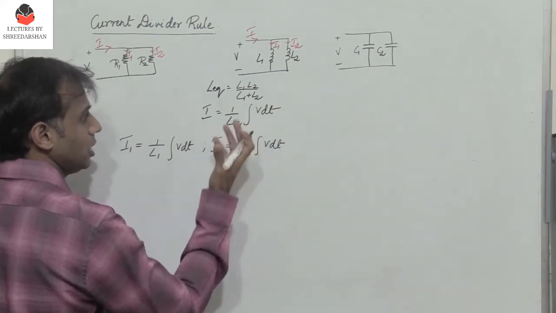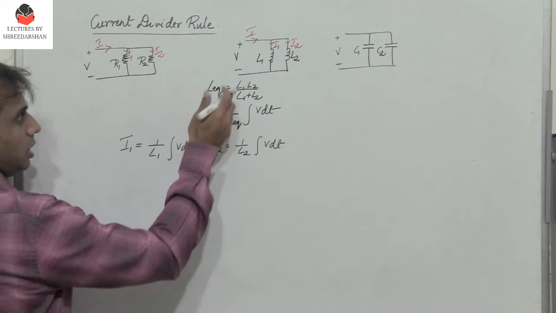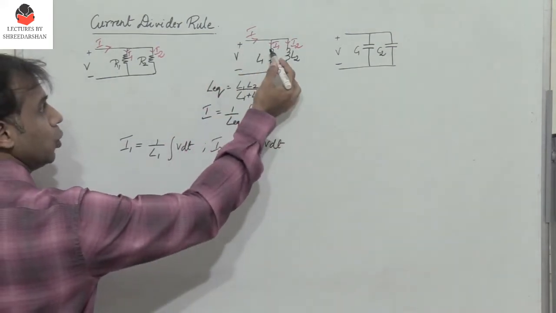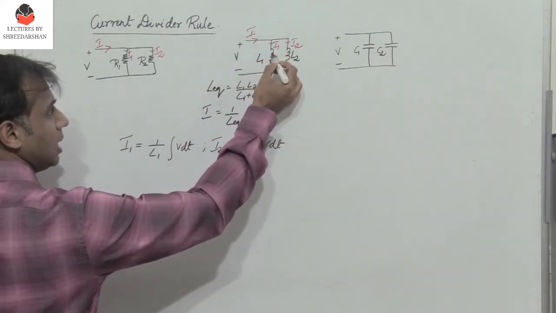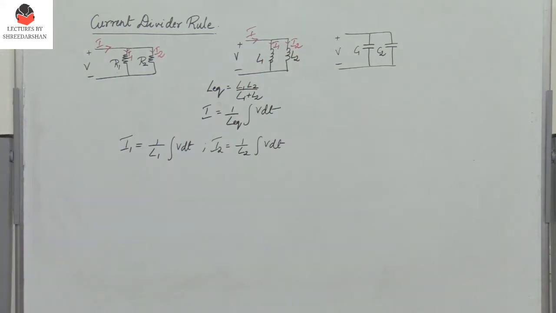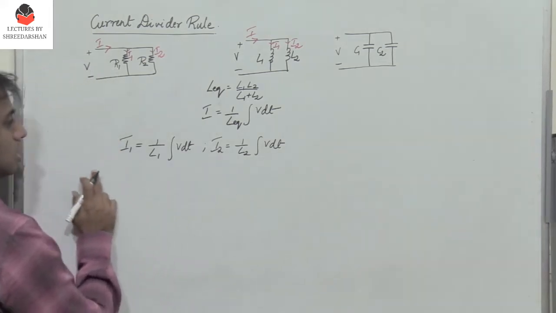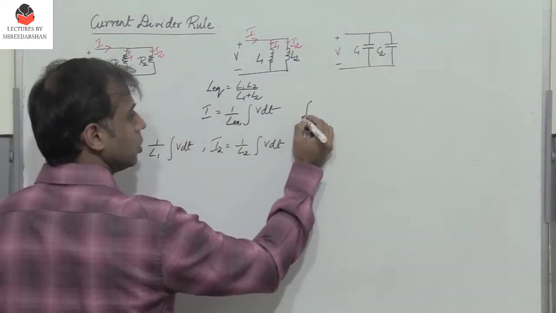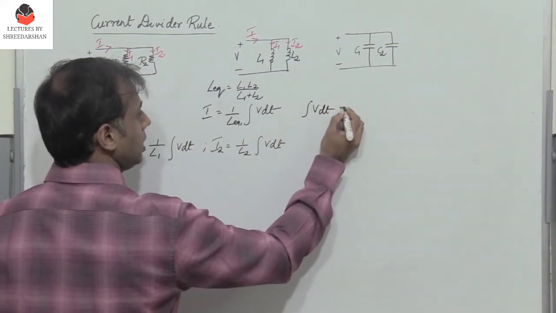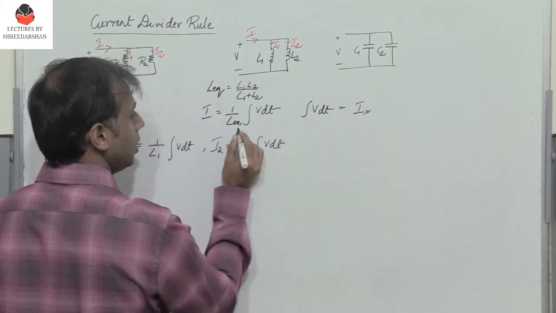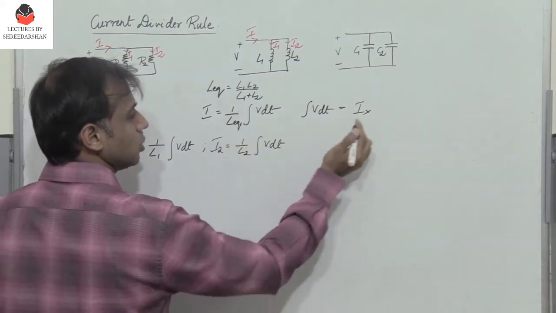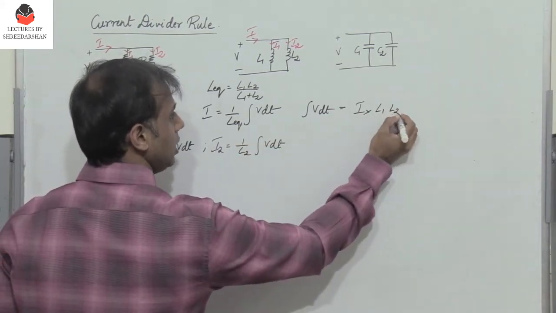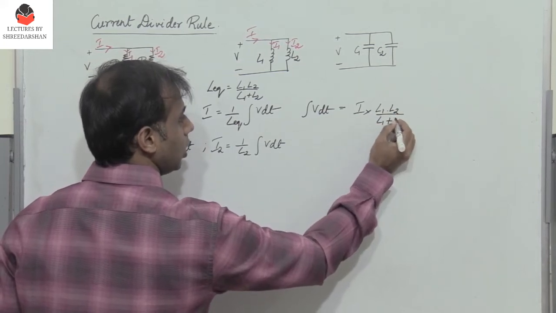Now the current flowing is I, and that I gets divided into I1 plus I2. So I equals I1 plus I2. From this expression, what is common? Integral V dt is common. So what is integral V dt? It is nothing but I into the equivalent inductance. What is the equivalent inductance? L1 into L2 divided by L1 plus L2.